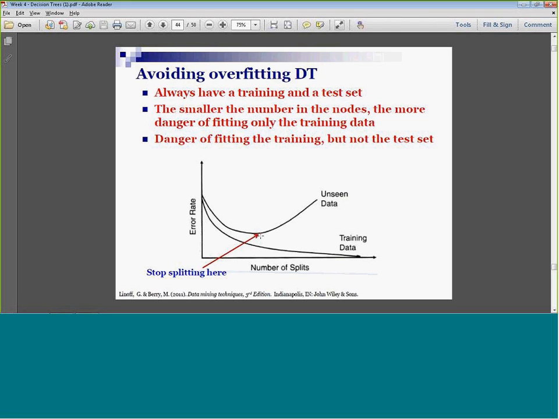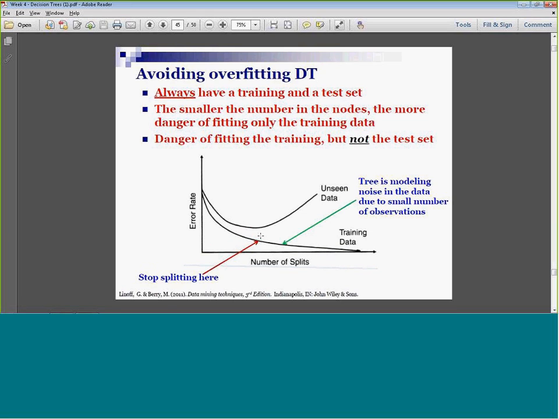You have to do a little grasping of some of the concepts in there, but that's okay. So the tree is starting to model noise once you get past the minimum. This is the unseen data. This is the test data. Okay, you should have stopped here because there it's best on the test set. So how do I know where it's best on the test set?